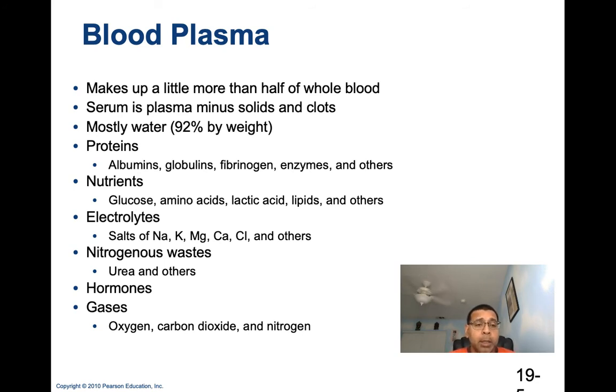And then hormones as well. Now, when we talk hormones, steroid and thyroid hormones are going to be carried by plasma proteins. And then regular hormones are also going to be traveling through here as well, not just the steroid and thyroid hormones.